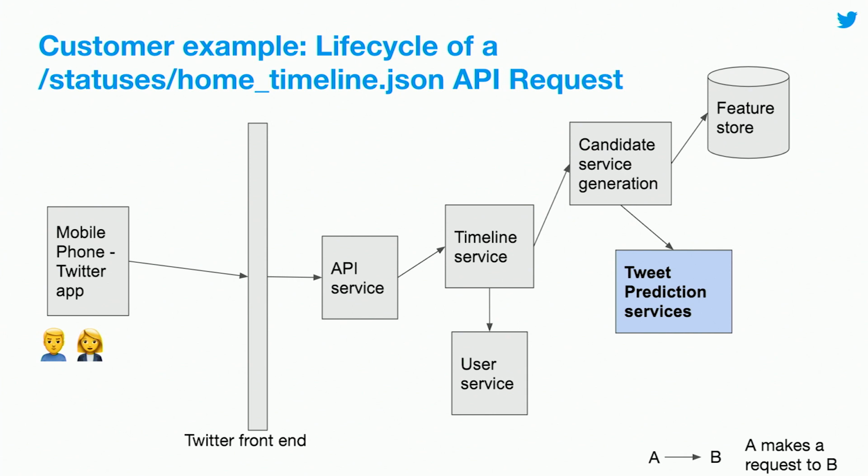So let's have a quick look at an example of how one of our customers can use our prediction services for their use cases. Here you're looking at the lifecycle of an API request that is made when you open the Twitter app on your mobile phone. When you open the app, you get a set of tweets based on people you follow. That API request bounces through a list of services and ultimately reaches the tweet prediction service, which is a Thrift service deployed with a particular TensorFlow model that, let's say, the timeline team worked on.